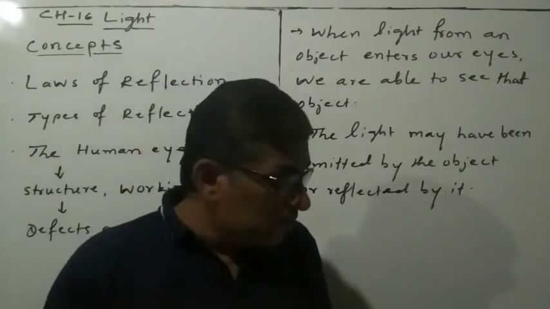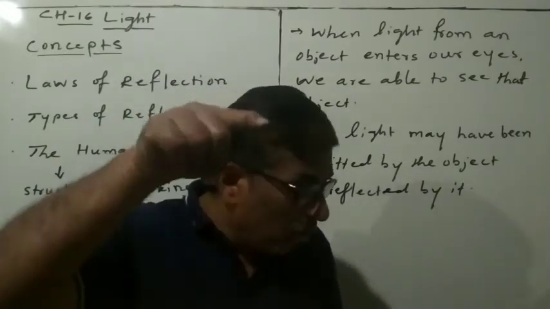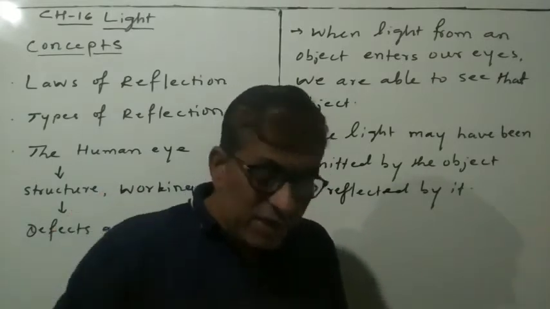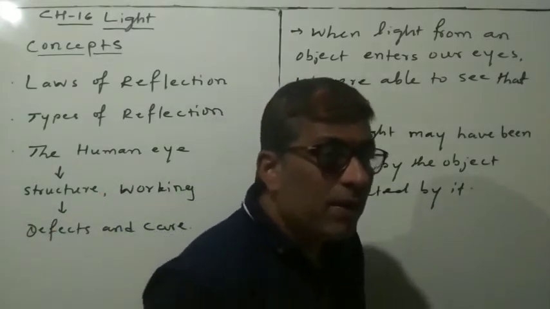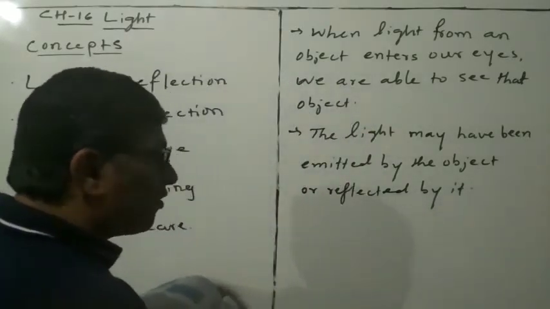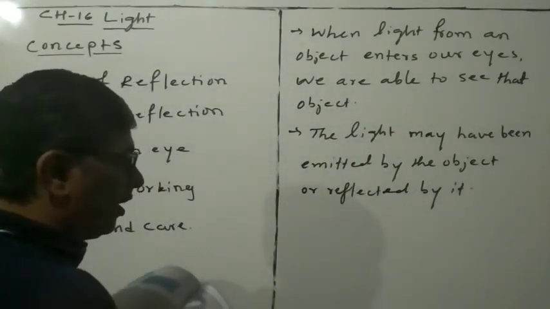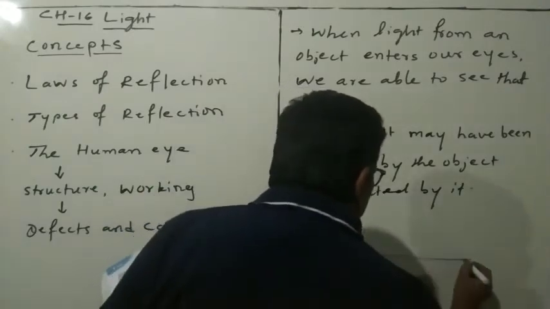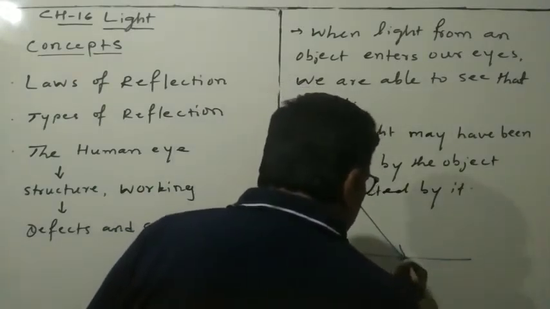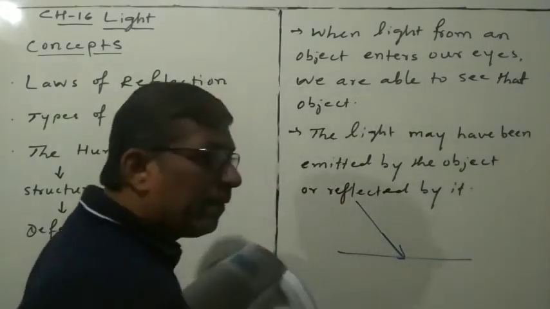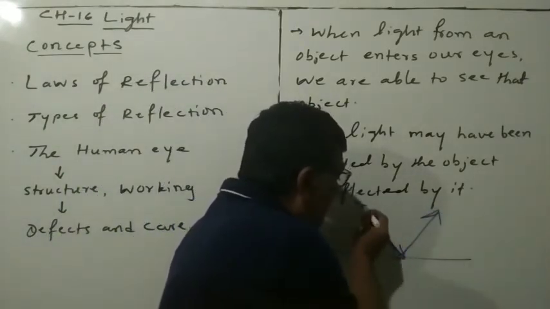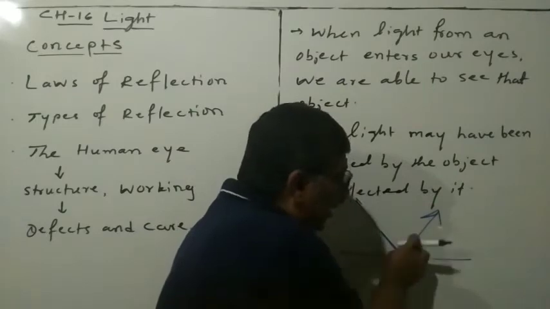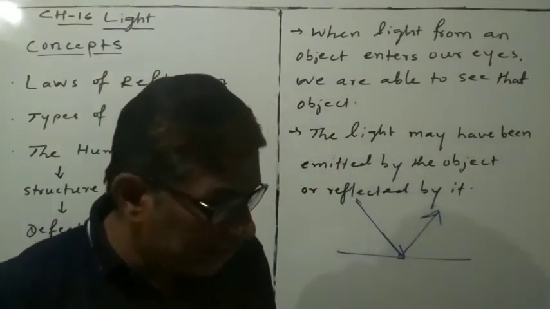First one is the incident ray, the ray of light which strikes the surface. For example, I will show you the surface here. Suppose look here now. So this is the surface. Here light falls. So this is the incident ray. Then it reflects from this. This is the reflected ray. This is the incident ray and this is the reflected ray.